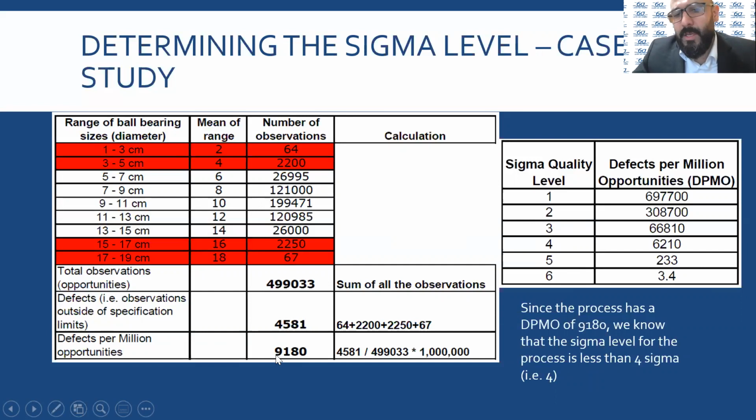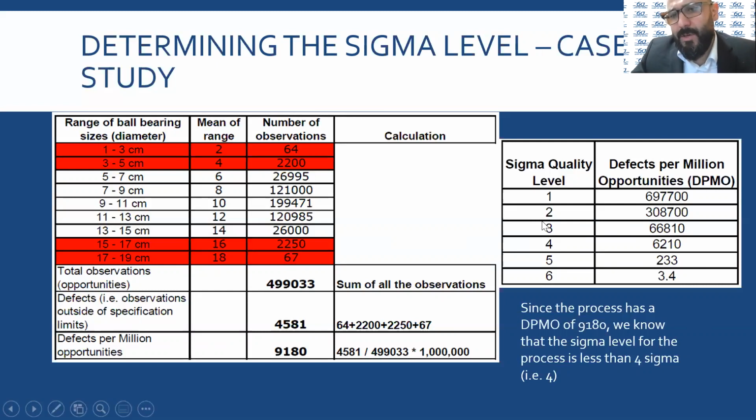Now you compare the 9180 with this table. You will see that the 9180 is between 3 and 4 sigma. We're not sure exactly what the sigma level is, but we know it's less than 4 sigma. So the process for this company is operating at less than 4 sigma, higher than 3 sigma.